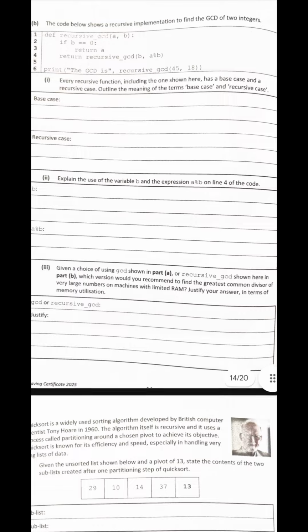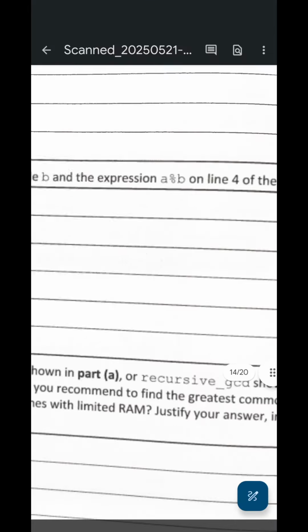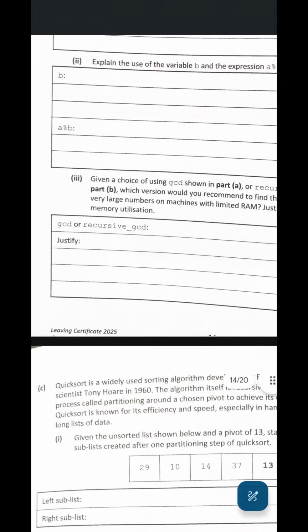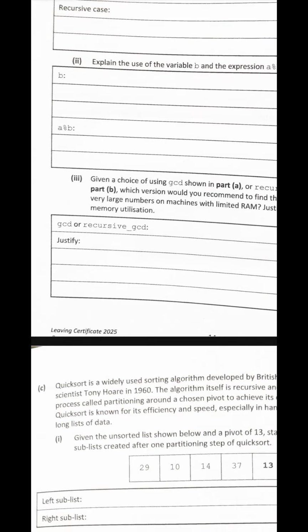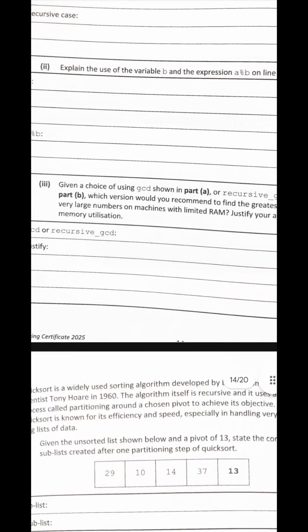Okay, and then a modulo that's looking for the remainder and that kind of stuff again. That was actually in the start of the paper as well, so it's nice that they asked that twice. Cool.